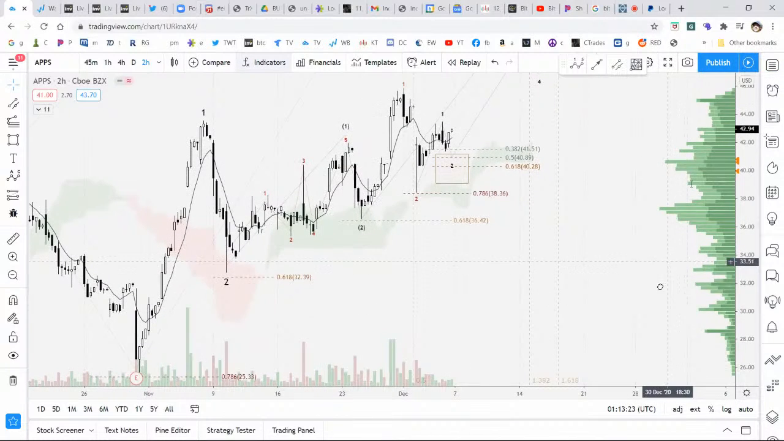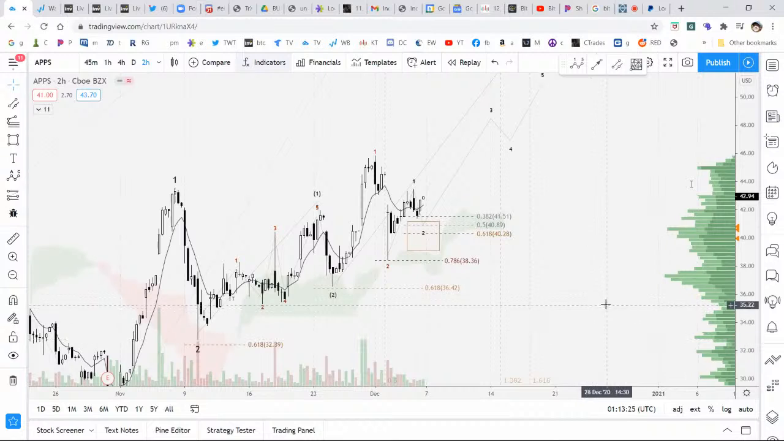Let's see here. So APPS, what do we got here? We had a 1-2, 1-2, a 1-2 down, and right now it looks like we had an impulsive move up in a wave 1. You can see it's overlapping, looks like a leading diagonal, and we're getting a wave 2 down. We did go to the 382, so it's possible we could go up from here, but it's also possible we could ABC down more into the 618 golden zone area before we go up again. So definitely want to keep an eye on that.